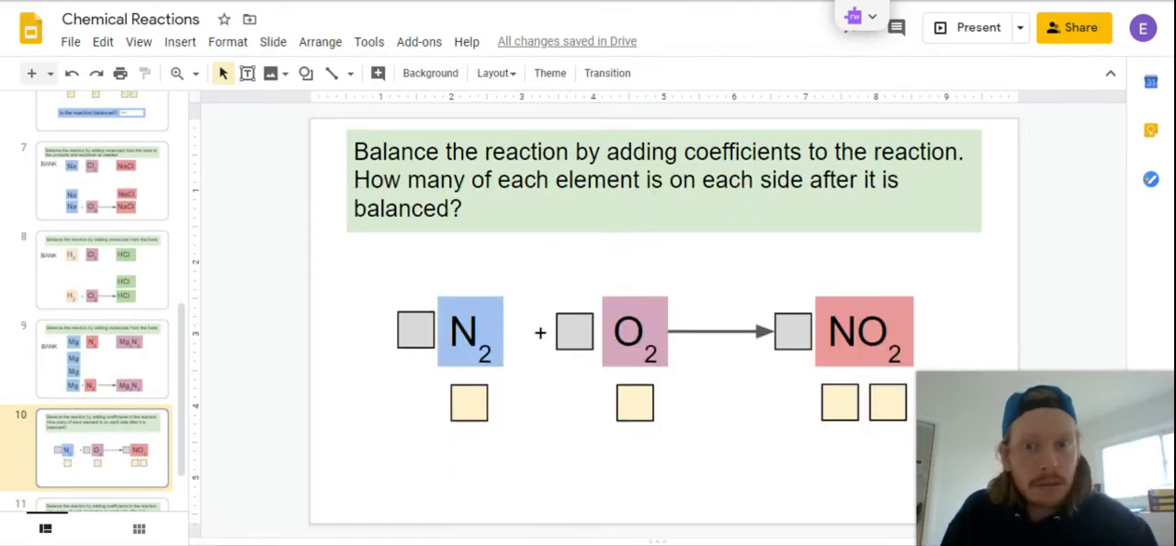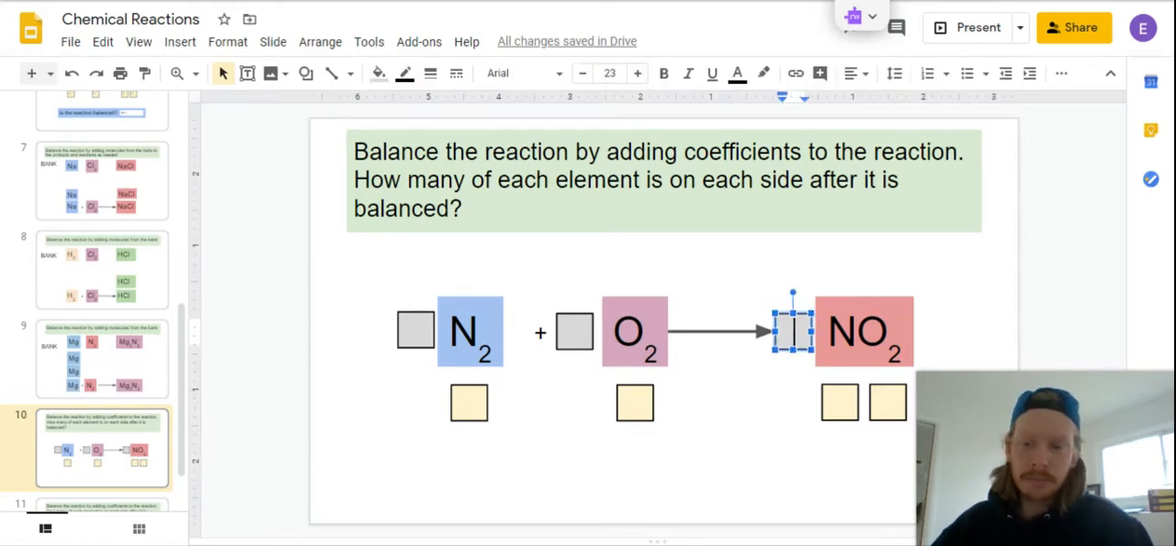Okay, now we got to do it all with coefficients, and I'm just going to ask you guys to put in the number of elements on both sides like we did at the very start, just so we can be sure that we've done our work correctly. So right off the bat, we have 2 nitrogens on the left, only 1 on the right. So this is going to need to be 2, right, to start to match our nitrogens.